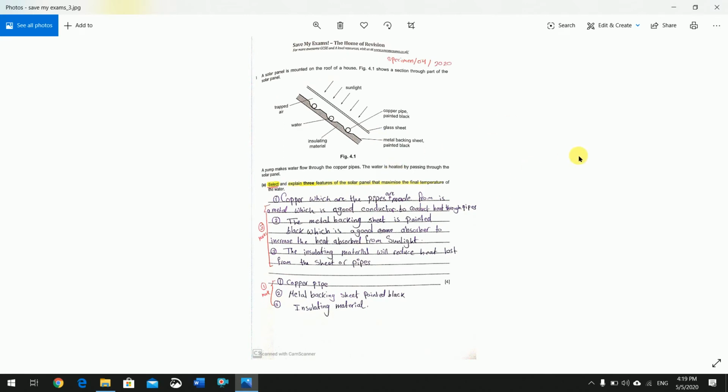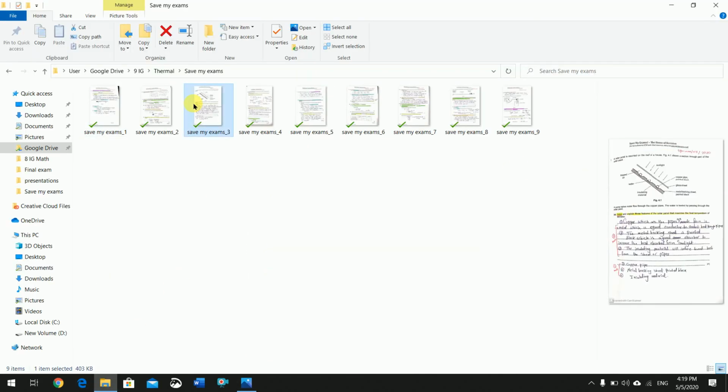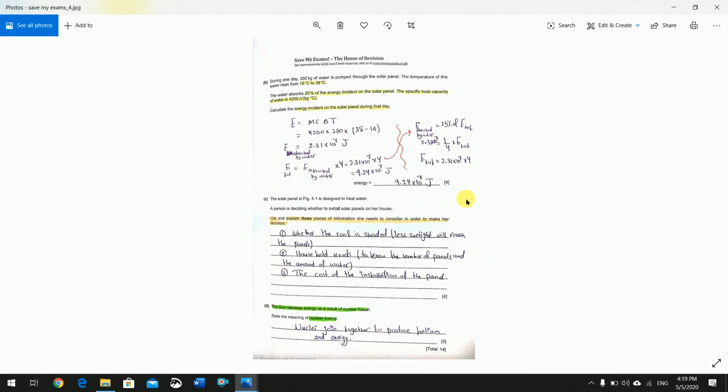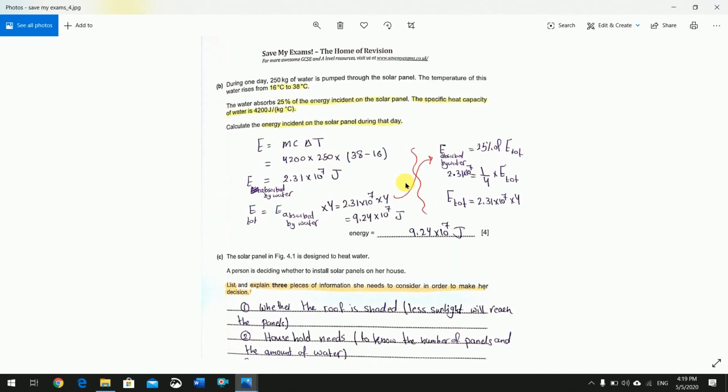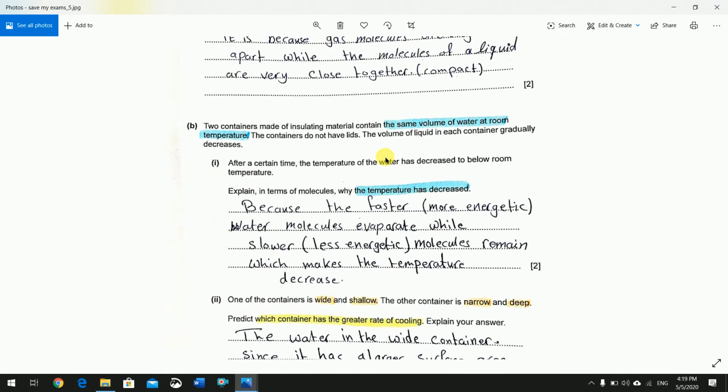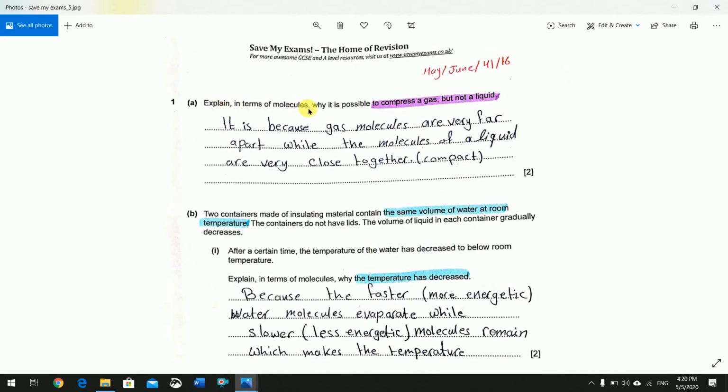Okay, now let's go to the next one. No, sorry, 4. Yeah, so here we have, just a second. Yeah. Now here we have: explain in terms of molecules why it is possible to compress a gas but not a liquid. Why can we compress a gas but we can't compress a liquid?